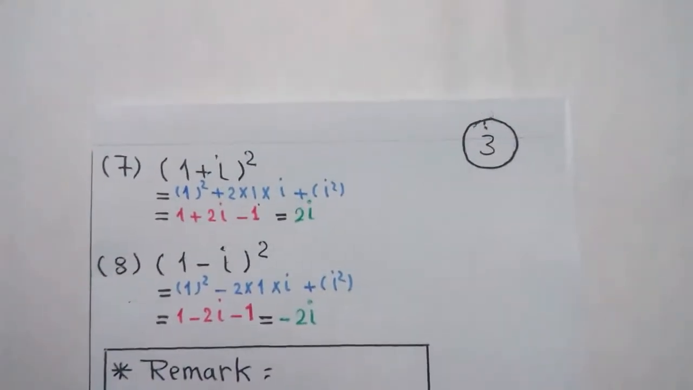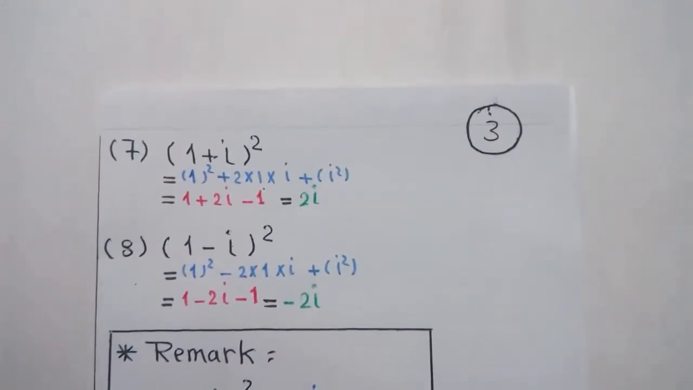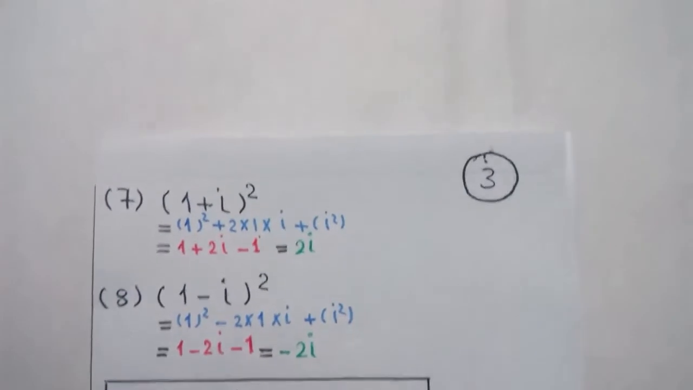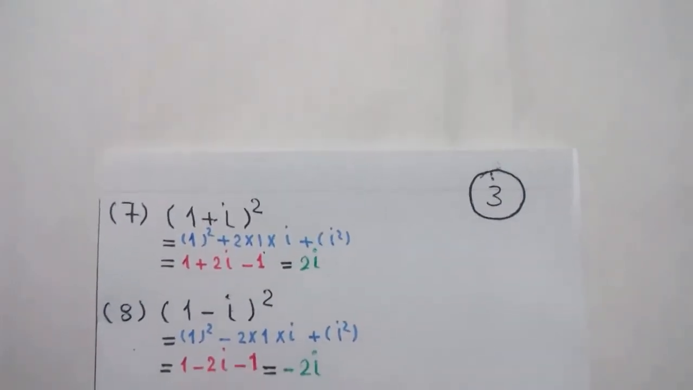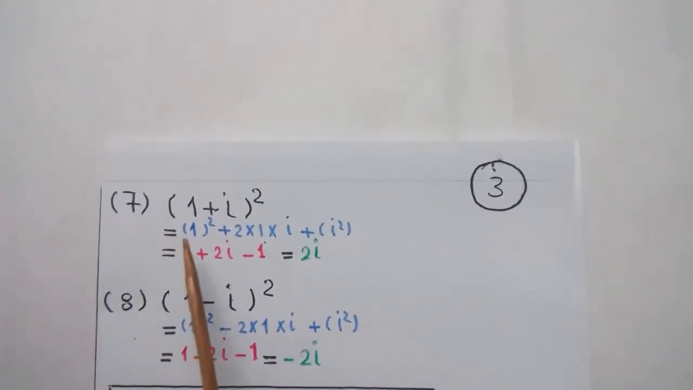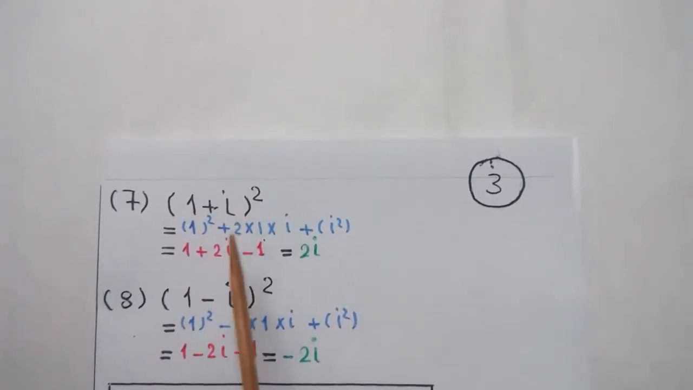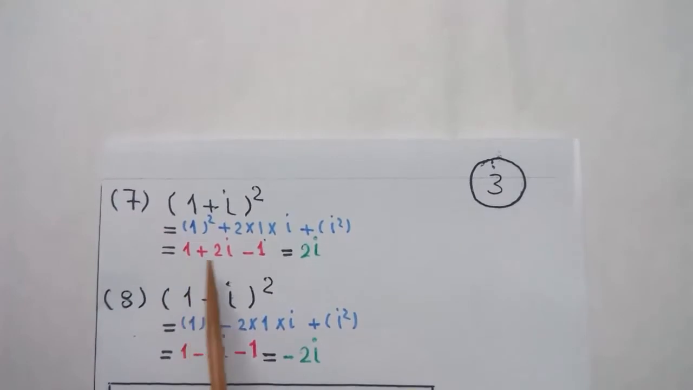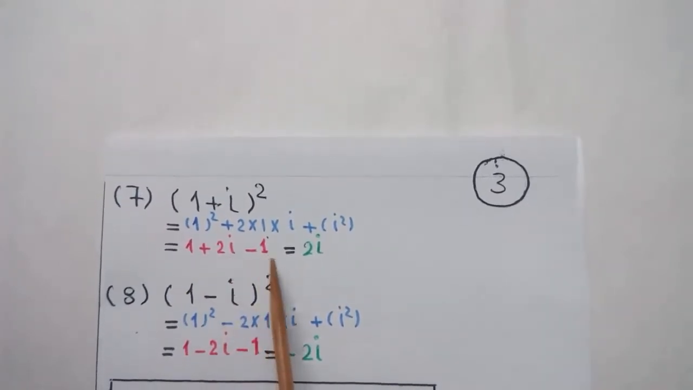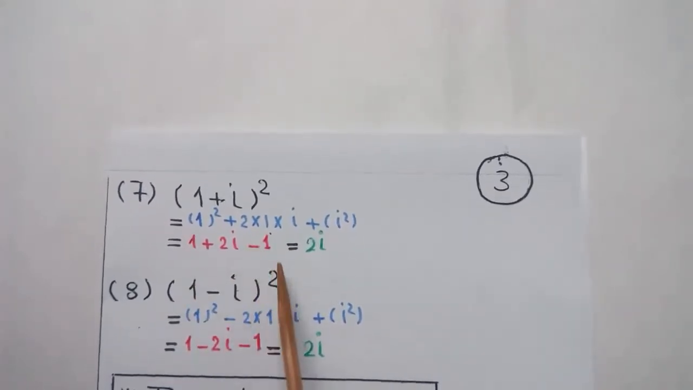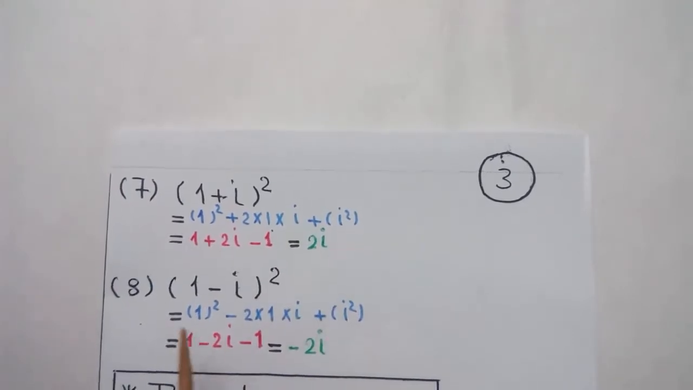Another example. (1 plus i) all power 2: 1 power 2, i power 2, 2 times 1 times i. It will be 1 plus 2i minus 1. 1 cancels negative 1, so 2i.